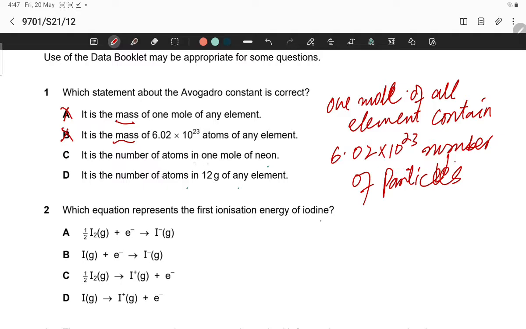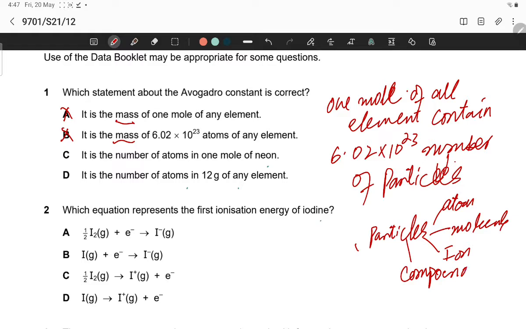It is the number of atoms in 1 mole of neon. Yes, particles can be atom, molecule, ion, compound, all are particles. And 1 mole of atoms, 1 mole of molecules, 1 mole of ions, 1 mole of compounds contain 6.02 into 10 raised per 23 number of particles, electrons. So these are the particles. It is the number of atoms, yes, in 1 mole of neon.